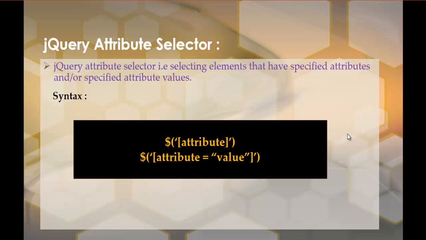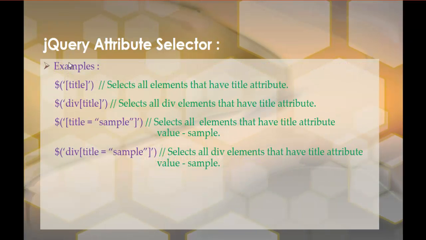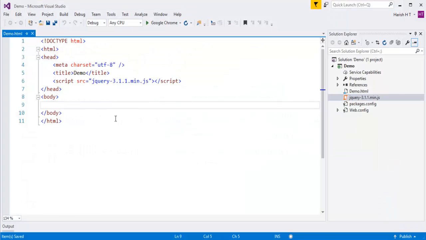Without wasting much time, let me jump into the next slide, and here come the examples. We are going to see these examples very clearly right now. Let me go with the first example. Within the jQuery function, we are passing the title attribute. What it does is, it selects all the elements that have the title attribute. Let me jump to Visual Studio and show you.